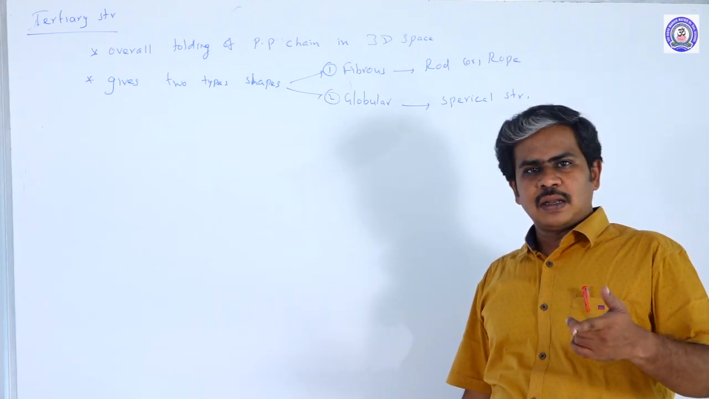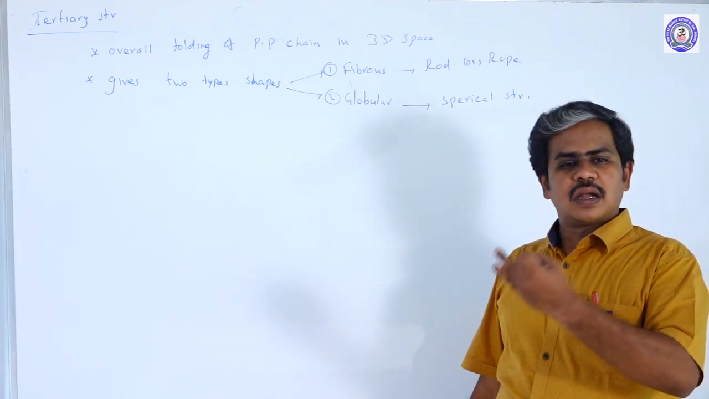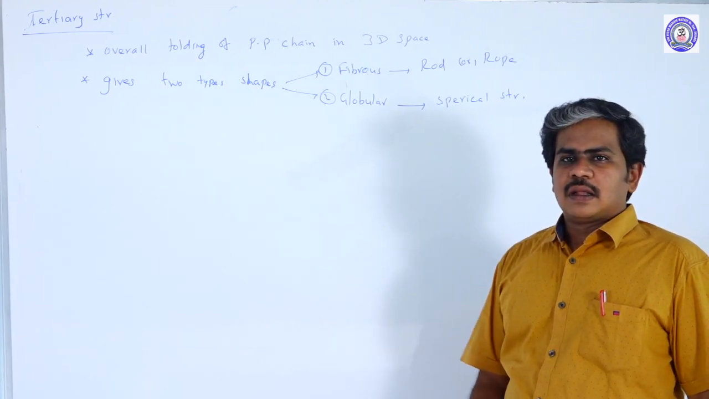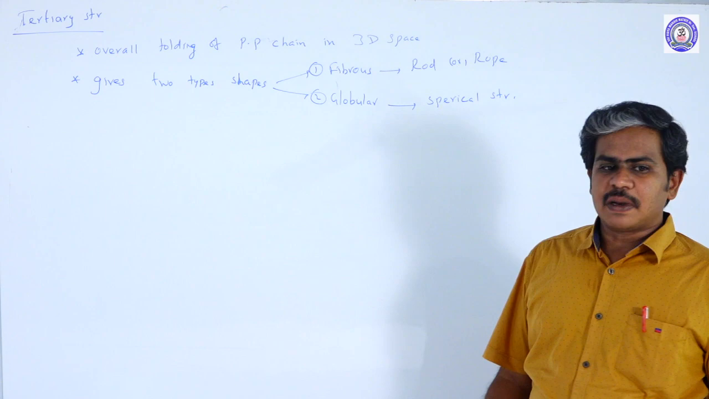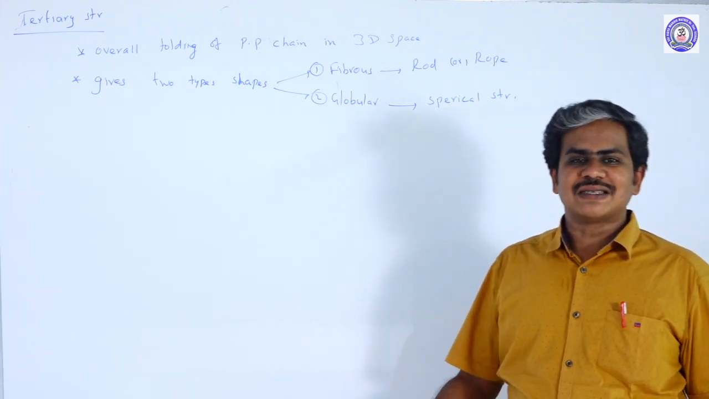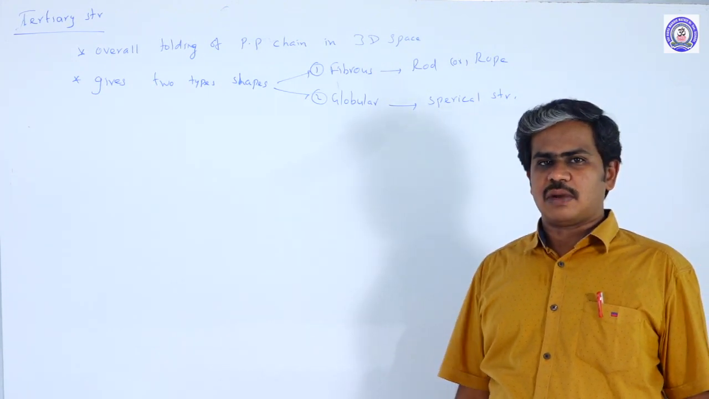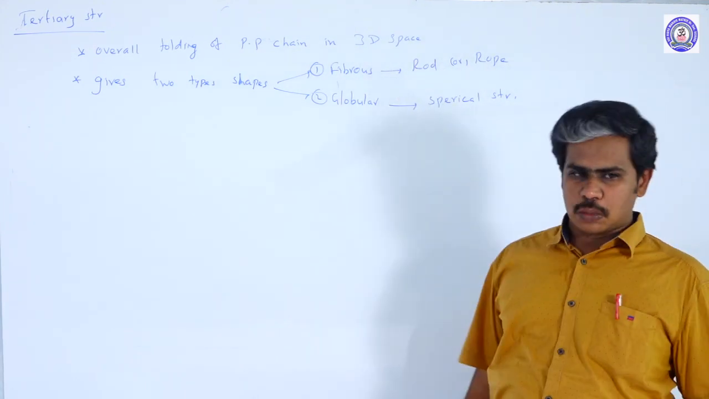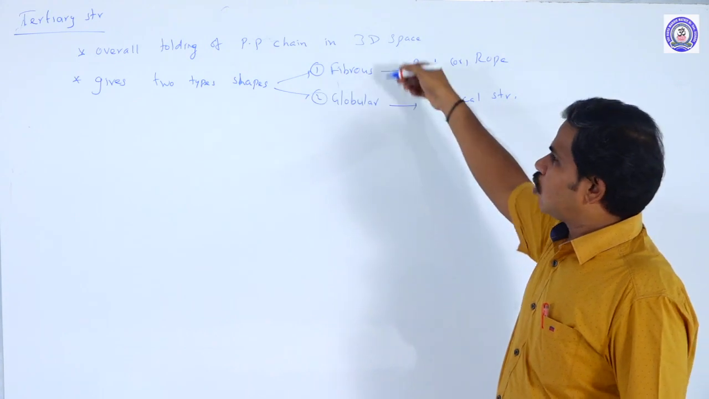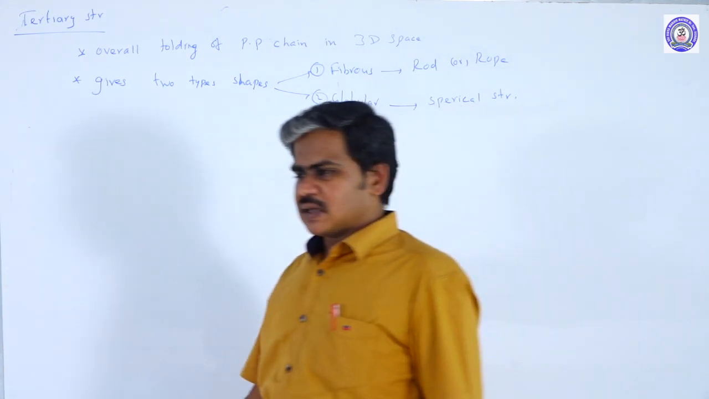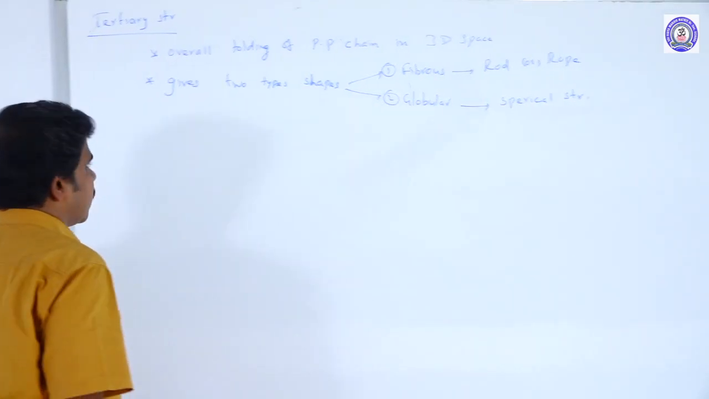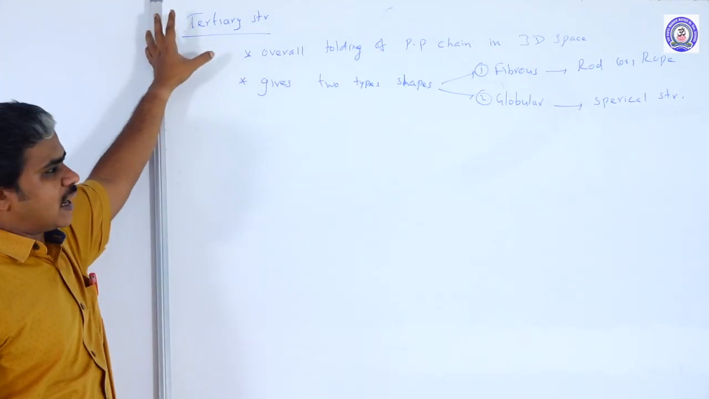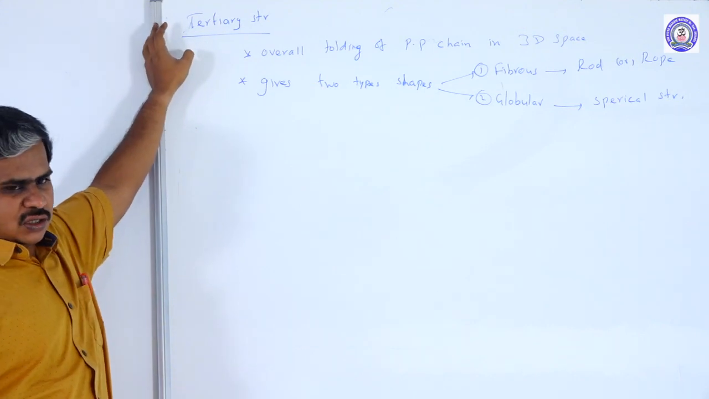We have already seen essential and non-essential amino acids, and we classified them depending upon the functional group into acidic, basic, and neutral amino acids. And one more classification is fibrous and globular. So it is a protein classification, fibrous and globular. So the overall folding of the polypeptide chain is the tertiary structure.